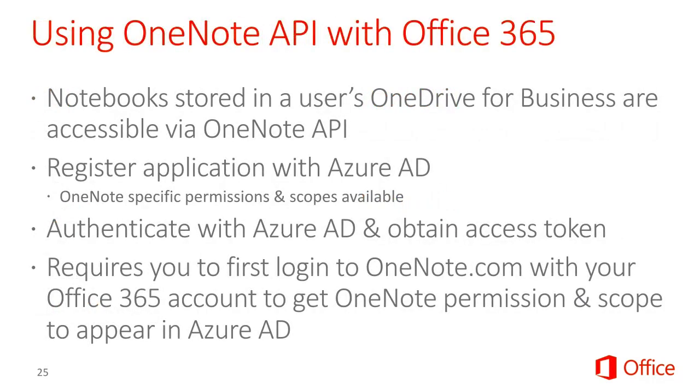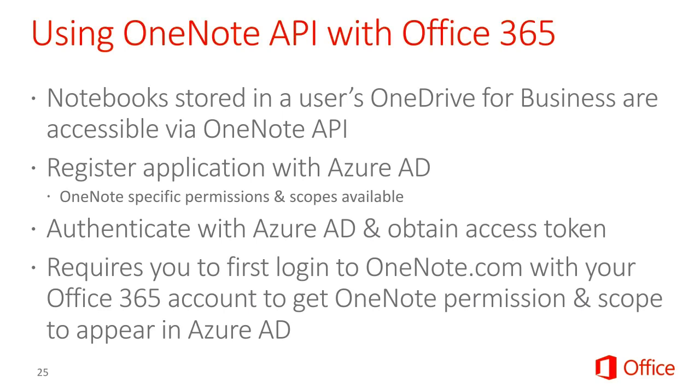Now to use the OneNote API with Office 365, you need to keep in mind that the notebooks are going to be stored in a user's OneDrive for Business. They're all accessible via the OneNote API. You're going to register an application not with the consumer live services. You're going to instead register them with Azure AD. OneNote specific permissions and scopes are available within Azure AD.